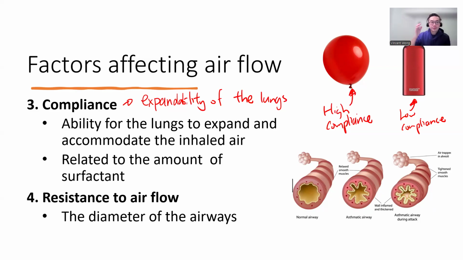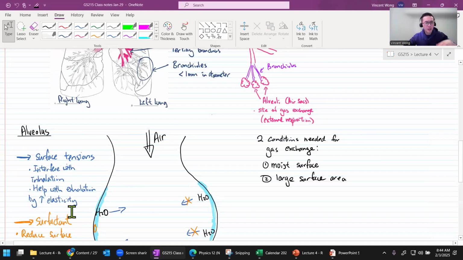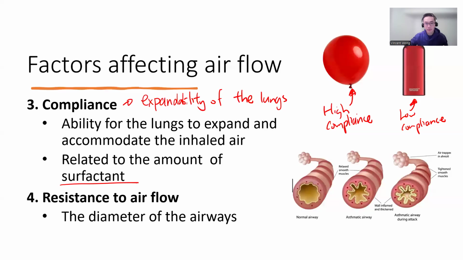When it comes to lung compliance, it is actually related to the amount of surfactant produced. Last class, let me just refresh your memory, we talked about surface tension and surfactant. Surface tension is created by the moist interior of the alveoli, and that actually reduces the compliance of your lungs, because the surfaces are attracting each other. It really closes the alveoli. So to counteract the surface tension, to break some of it, we secrete an oily substance called surfactant. The more surfactant is created, the more compliant the lungs are going to be. So surfactant breaks surface tension, and then it increases compliance.